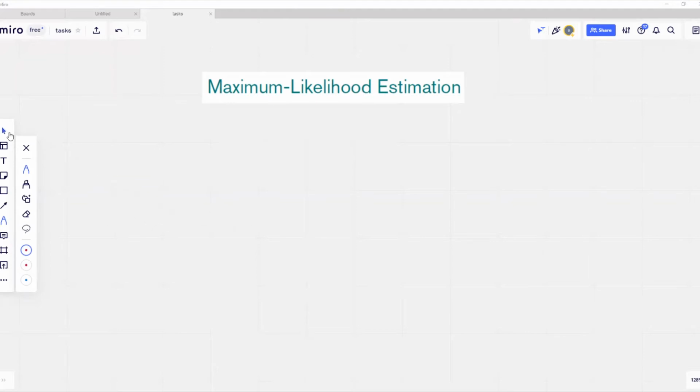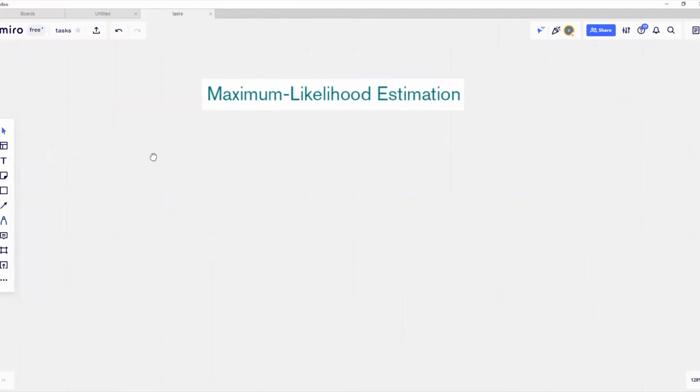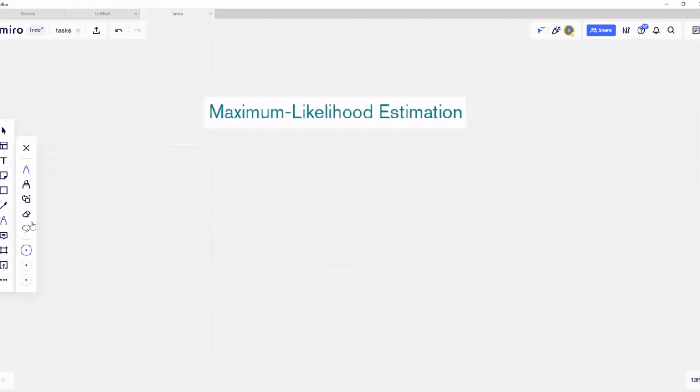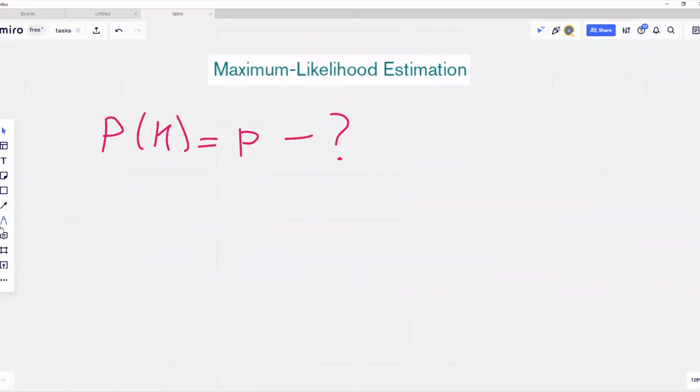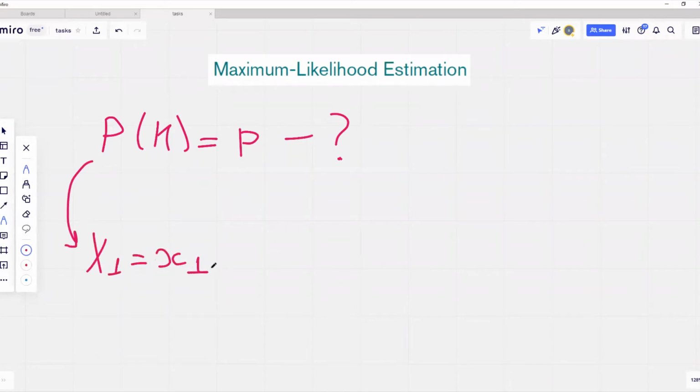So let's start by considering the following example. Let's assume that you are tossing a coin, and you have a coin that is biased, but you don't know the probability of that coin landing on heads. Let's assume it is equal to p, and this is unknown to you. What you are going to do is toss that coin n times, and you will record the outcomes in random variables Xi, X1 through Xn.